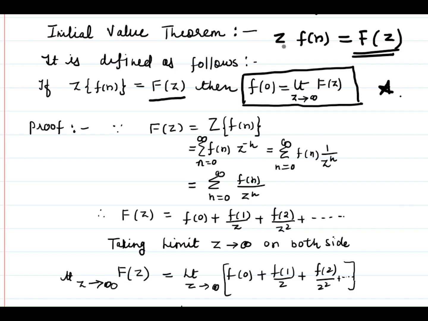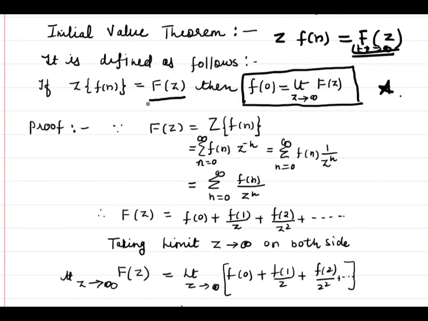In the z transform, we know the z transform of f(n) equals F(z). If we are putting here limit z tends to infinity on both sides, we will just find out the initial value which is f of 0. Initial means the value for which you are starting your problem. This is at n equals to 0. So for n equals to 0, f of 0 is always defined as the limit z tends to infinity f of z.